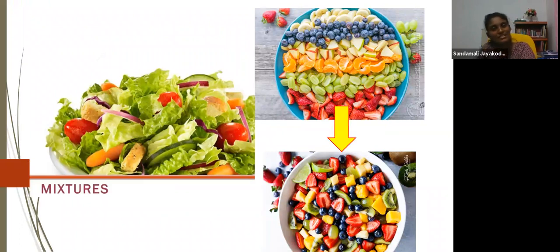As an example, you can see in these images, there are some salads. So they contain different types of fruits and different types of vegetables and other things. That means they are not pure substances, they are mixtures. So today our lesson is to learn about these mixtures. Actually, in this lesson, we are going to learn about the composition of the mixtures.